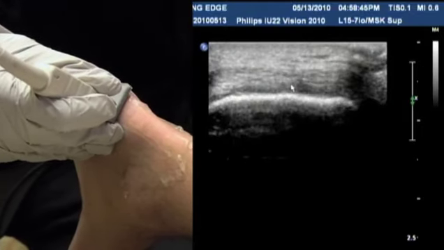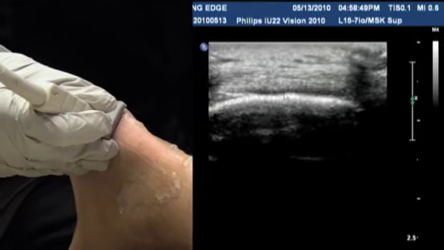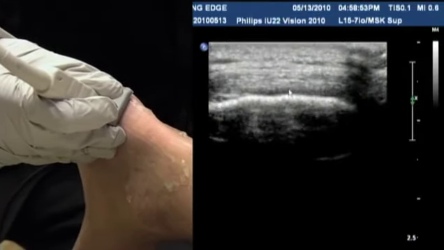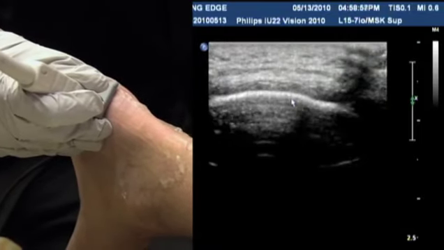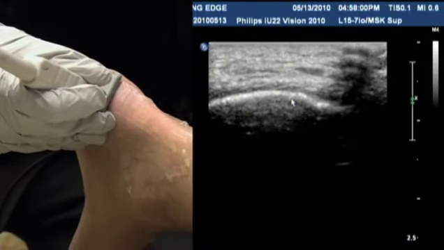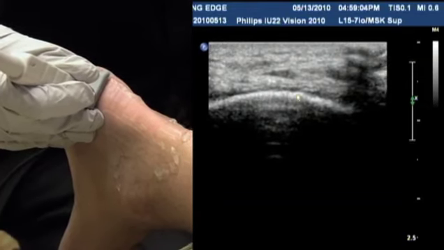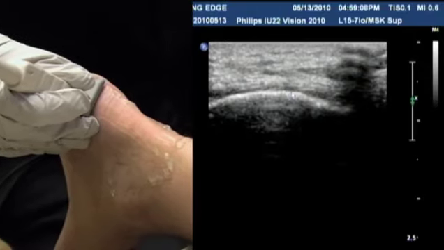So you want to make sure that your tendon is not hypoechoic, which is just anisotropy, which is not hitting the probe, hitting the beam at 90 degrees. And you can also see the bony structure, which is very uniform. Sometimes you can see osteophytes or calcifications within the tendon or at the bony landmark.